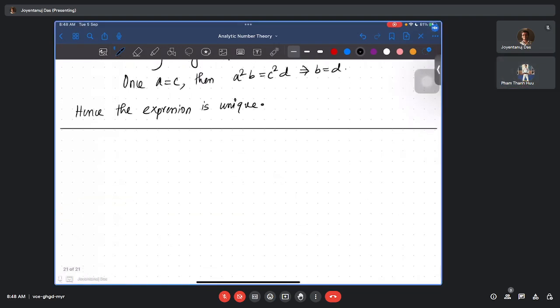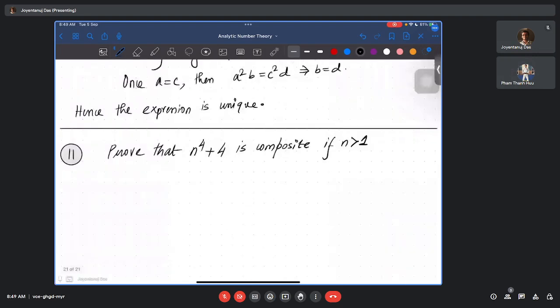So next one is: prove that n to the power 4 plus 4 is composite, if n is strictly greater than 1.